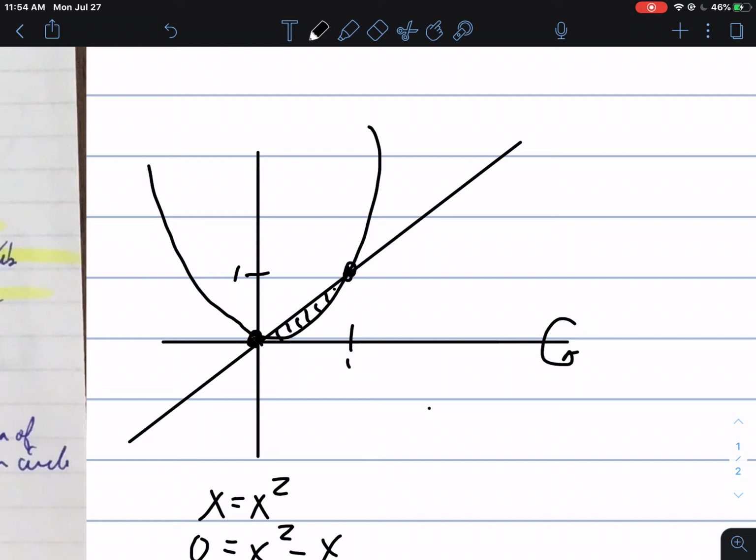I wanted to draw a nice little picture here. So when I spin this thing around the x-axis, this point that's at 1, 1 ends up down here at 1, negative 1. And so you end up with something that looks like this. And there's our region, because we're spinning it this way.